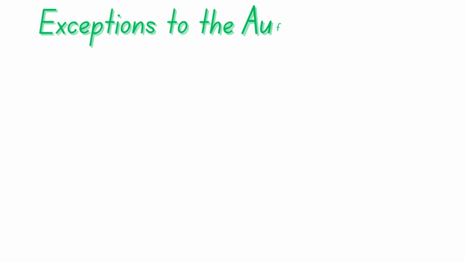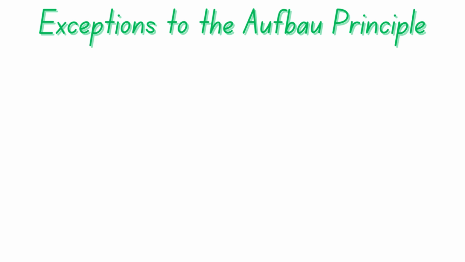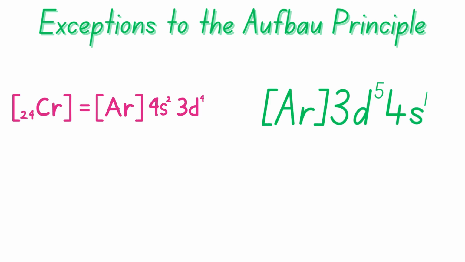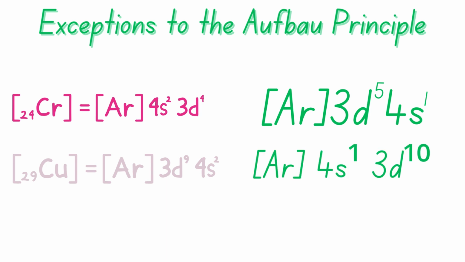Let's look at some exceptions to the Aufbau principle. Some elements, especially elements in the d block and f block of the periodic table, don't follow the predicted order. For example, chromium, instead of writing it this way, it is written as this. And for copper, instead of writing it this way, it is written as this. Why? Because of stability.